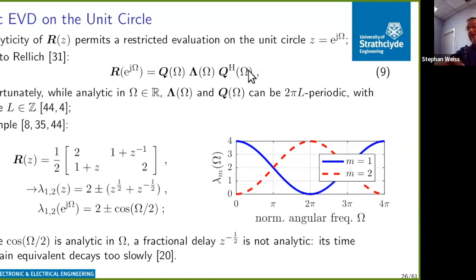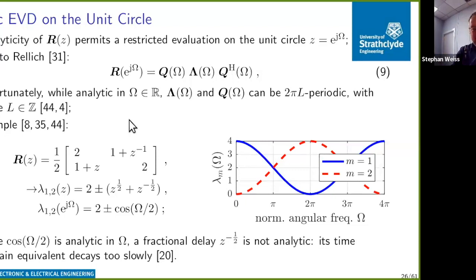Yeah, a mistake that we initially made was that we assumed that the decomposition should be periodic, but unfortunately it's not the case. So we treat omega as real valued, but what we really want is that these eigenvalues and eigenvector matrices are also 2 pi periodic in omega, such that we can resubstitute e to the power of j omega for Z again. And I'll give you a counterexample below.